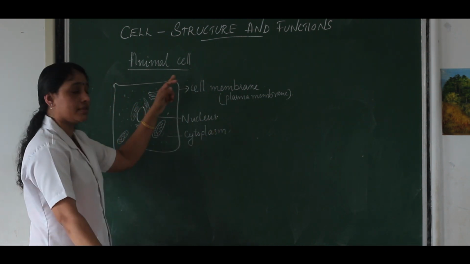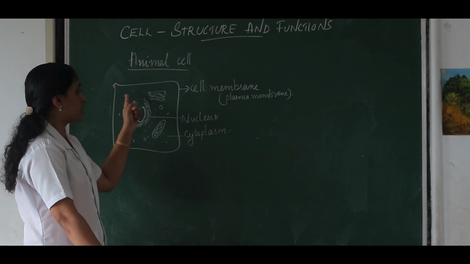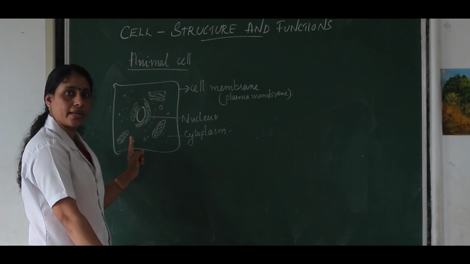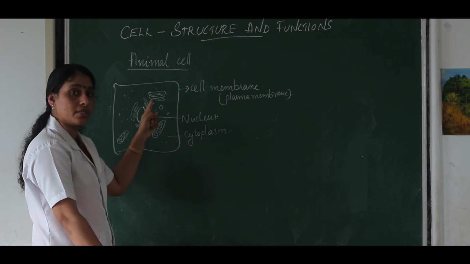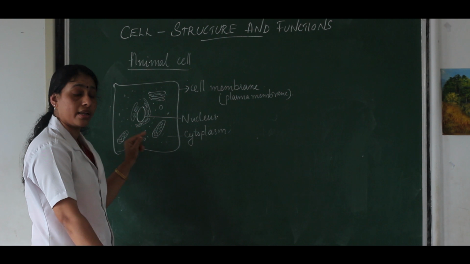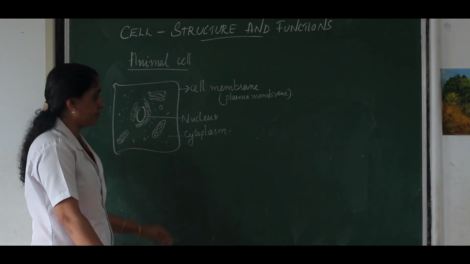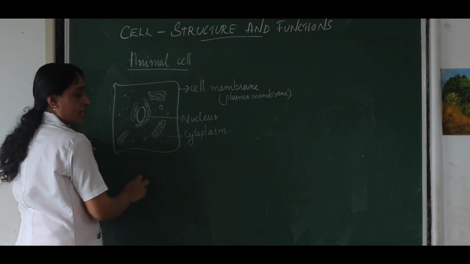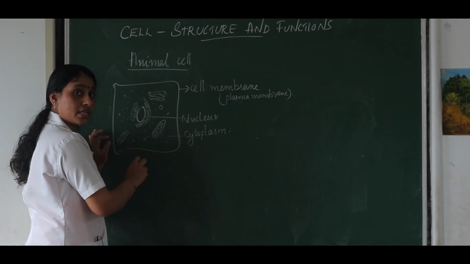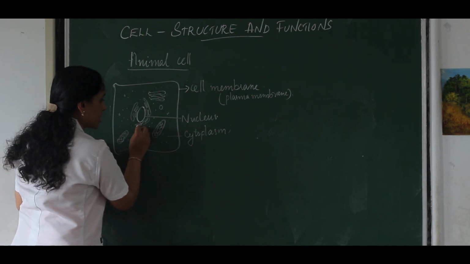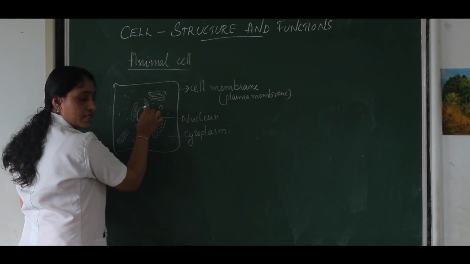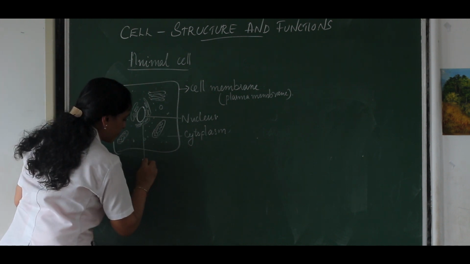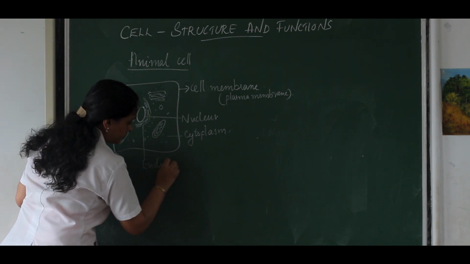And other than these three parts, you can see several small structures embedded inside the cytoplasm. Okay, there are small membrane-bound cell structures that can be seen inside this cytoplasm. First we can discuss the structures which can be seen surrounding this nucleus. You can see small membrane-bound tubular structures surrounding this nucleus. They are known as endoplasmic reticulum.